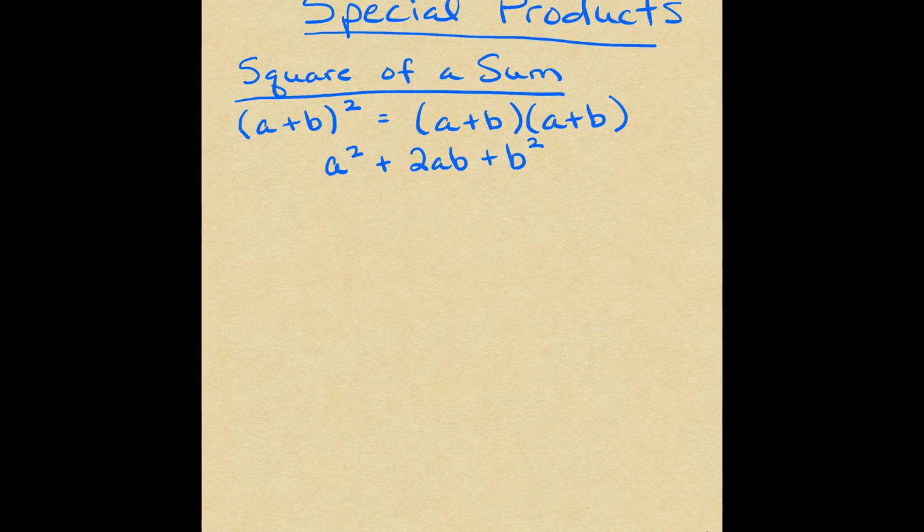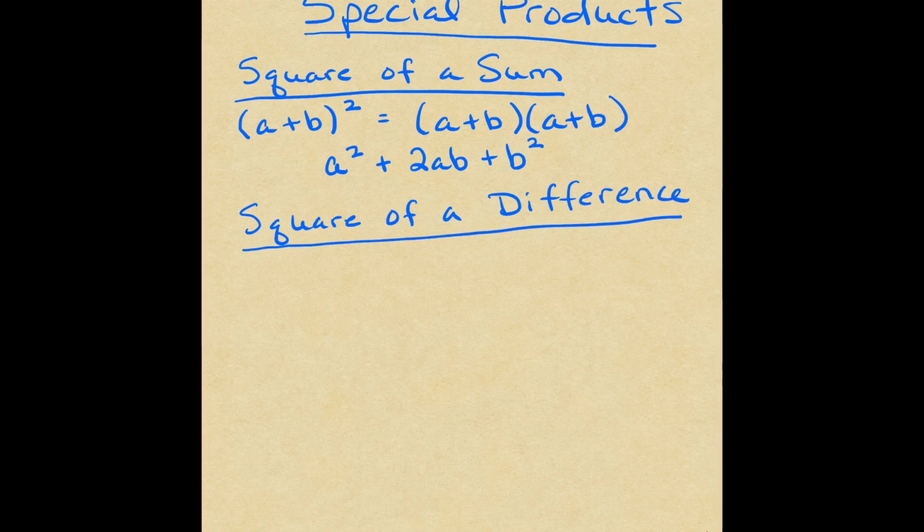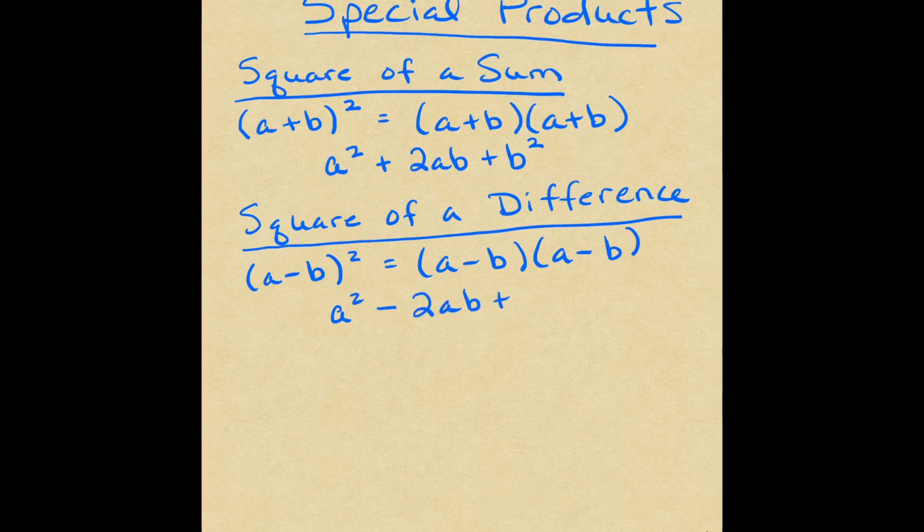The second thing we're going to talk about is the square of a difference, which is really exactly the same thing. I don't even like to think of them as two different things, but we have a minus sign involved. So we're going to be doing a minus b squared, which is the same thing as a minus b times a minus b, and then when we get the answer, it's always going to have this pattern: a squared minus 2ab plus b squared.